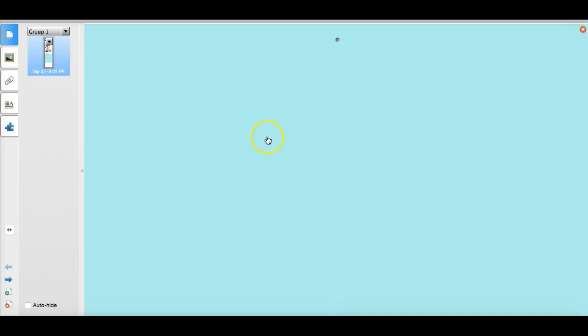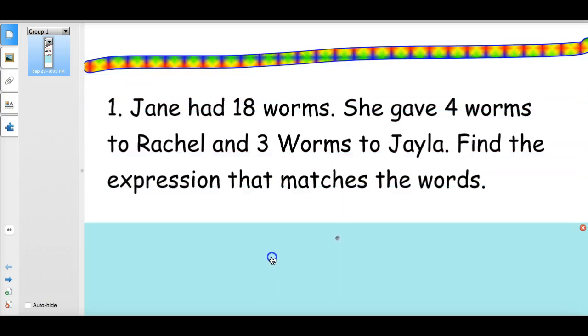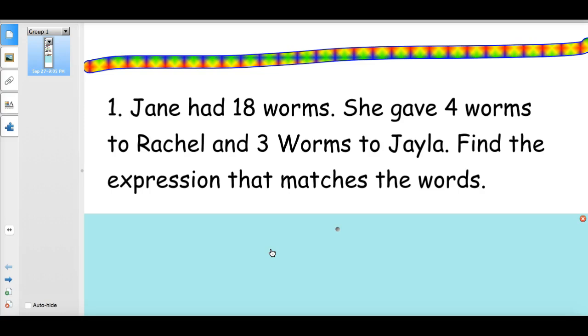All right, let's look at one more together, and then I have some problems for you to practice on your own. Janae had 18 worms. She gave 4 worms to Rachel and 3 worms to Jayla. Find the expression that matches the words. So, again, I'm going to find my numbers. I have 18 worms, or Janae had 18 worms. She gave away 4 and 3.